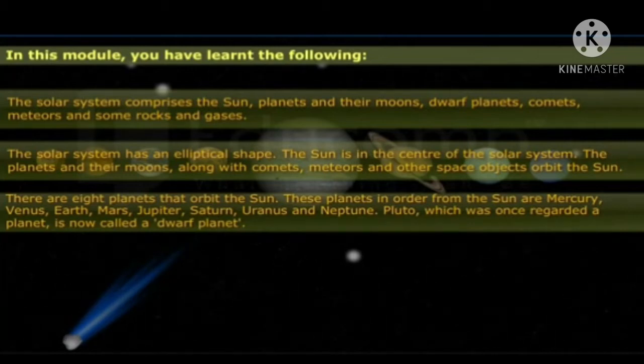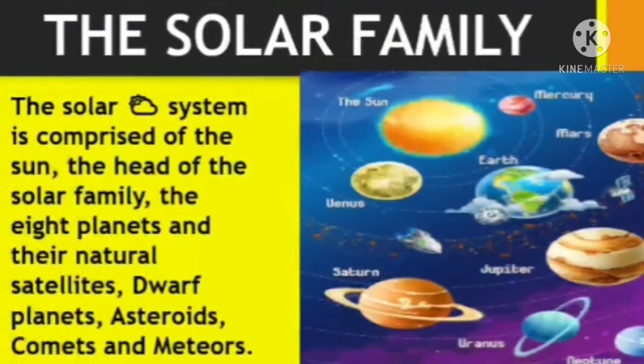Okay, so we're going to look at the solar family. Now, the solar family is the system which is comprised of the sun, which is the head of the solar family. So the sun is the head of the solar family, the 8 planets and their natural satellites. Then you have the dwarf planets, asteroids, comets, and meteors.